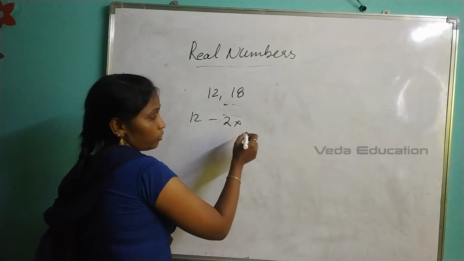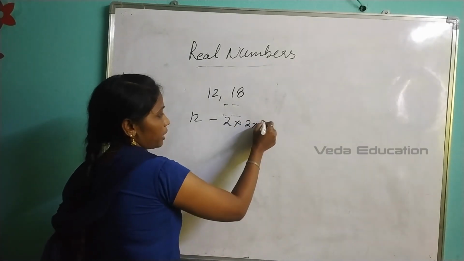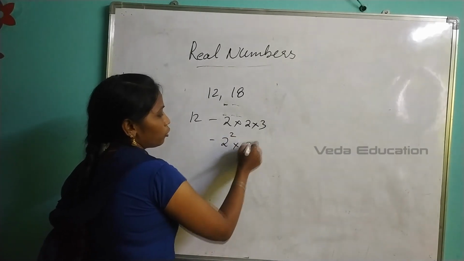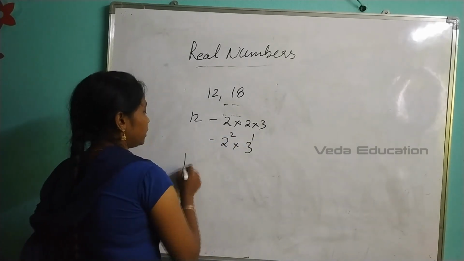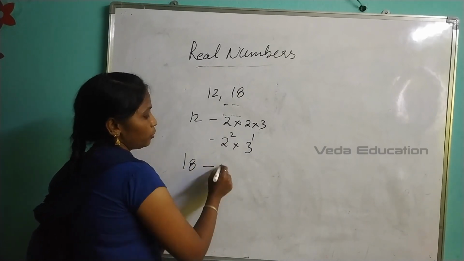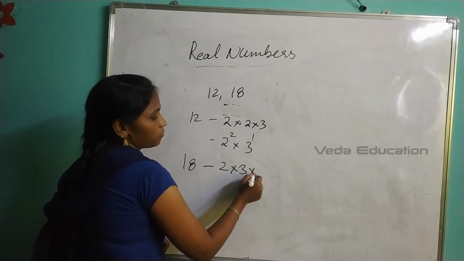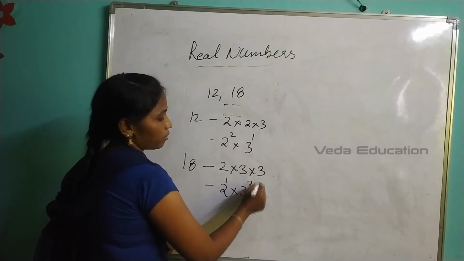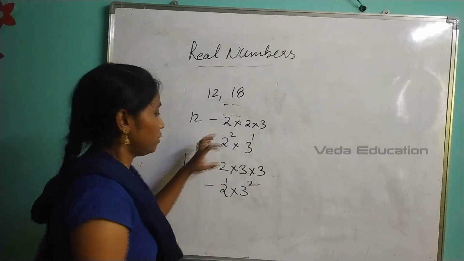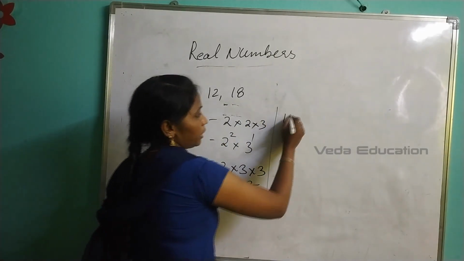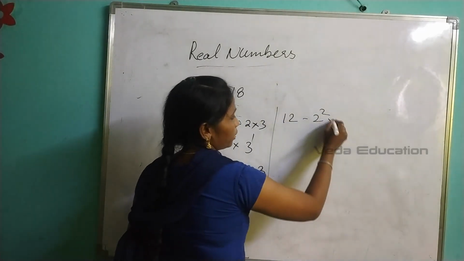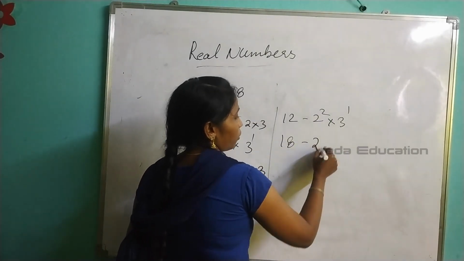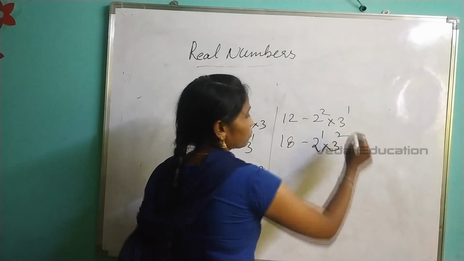12 is 2 times 6, and 6 is 2 times 3. Now the exponential form is 2 square and 3 to the power of 1. Next, 18: 2 times 9, and 9 is 3 times 3. So the exponential form is 2 power 1 and 3 square. I will write 2 square into 3 power 1 for 12, and 2 power 1 into 3 square for 18.